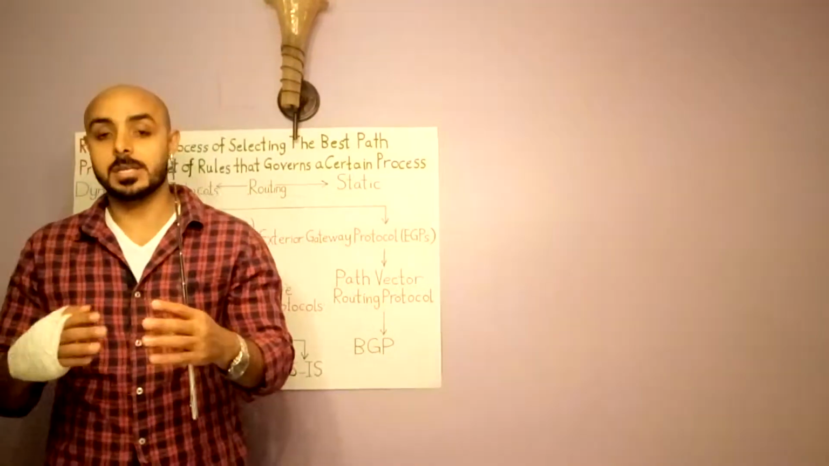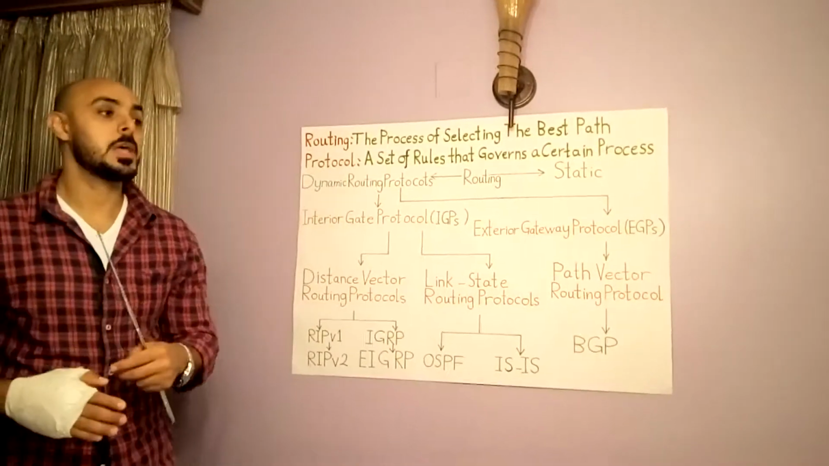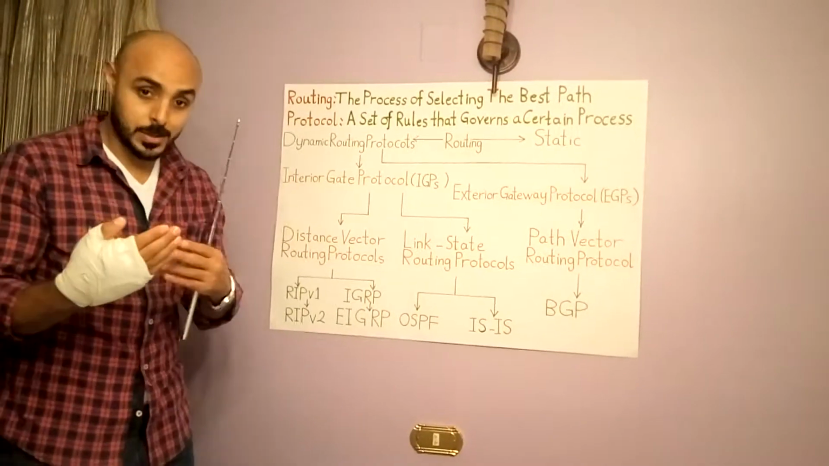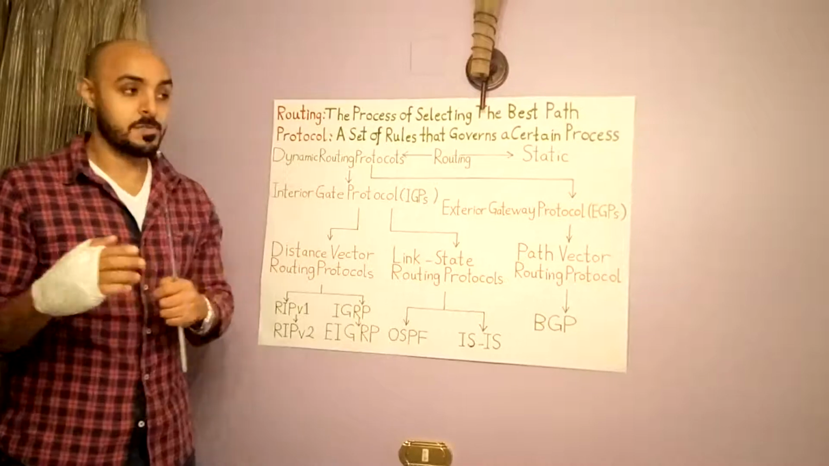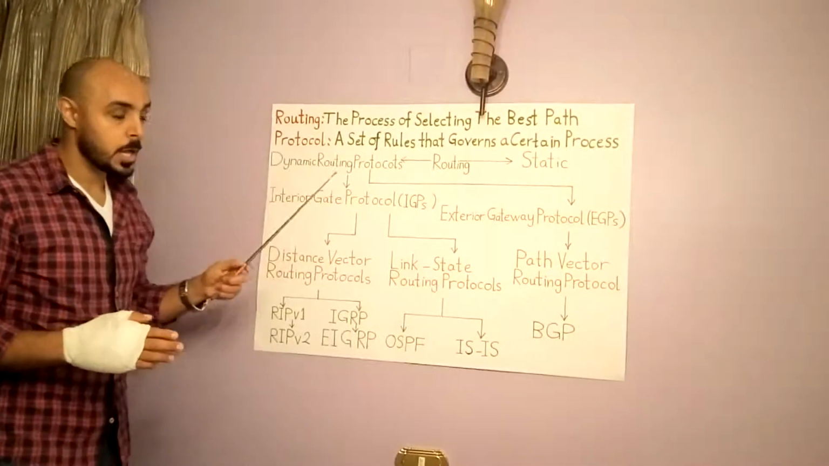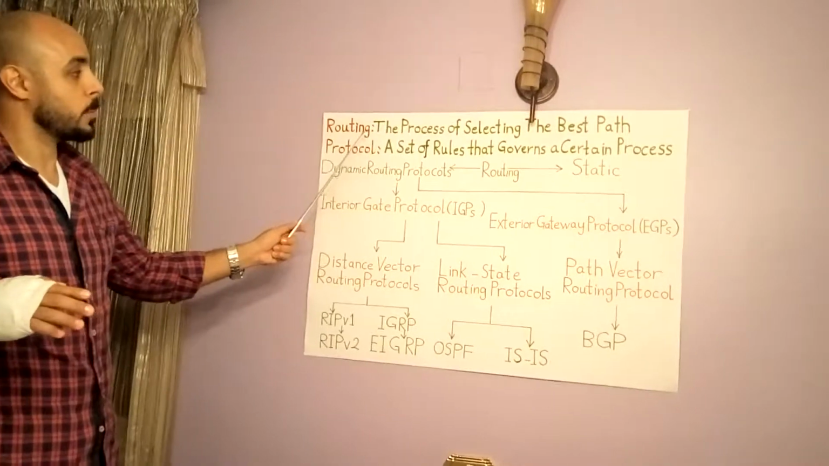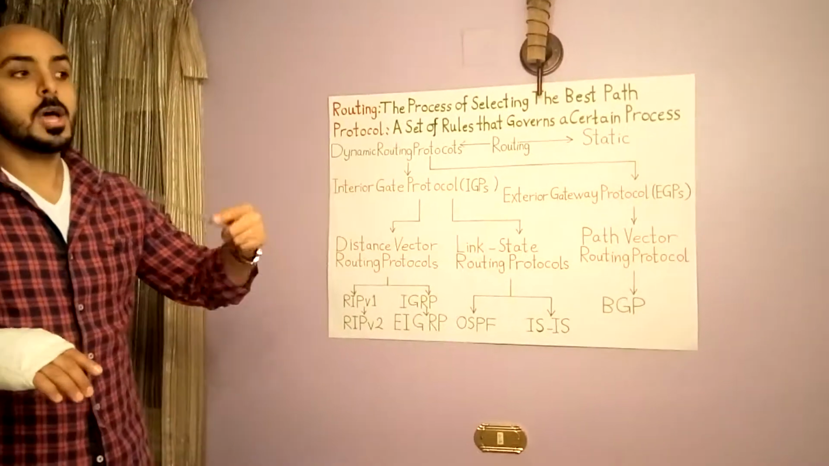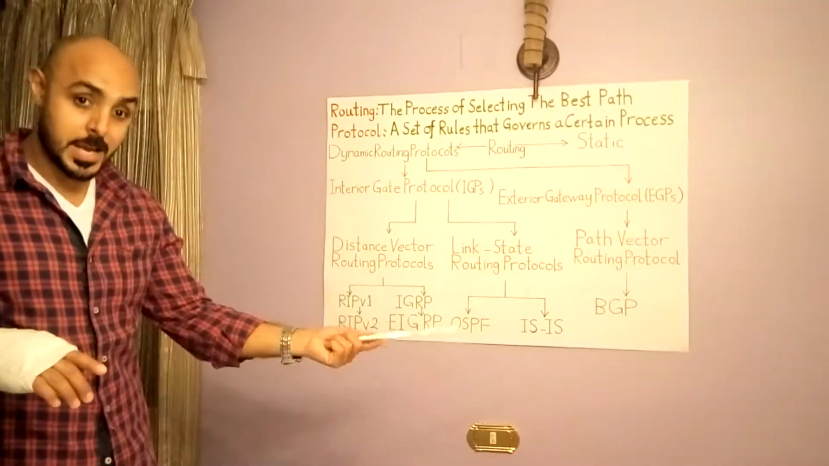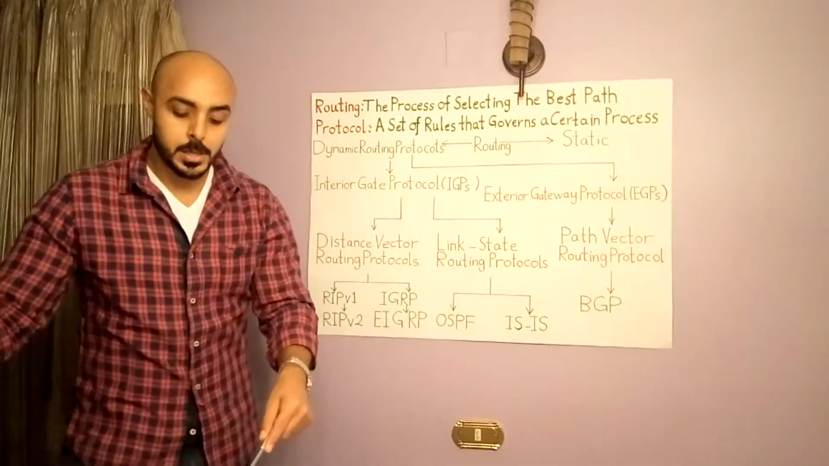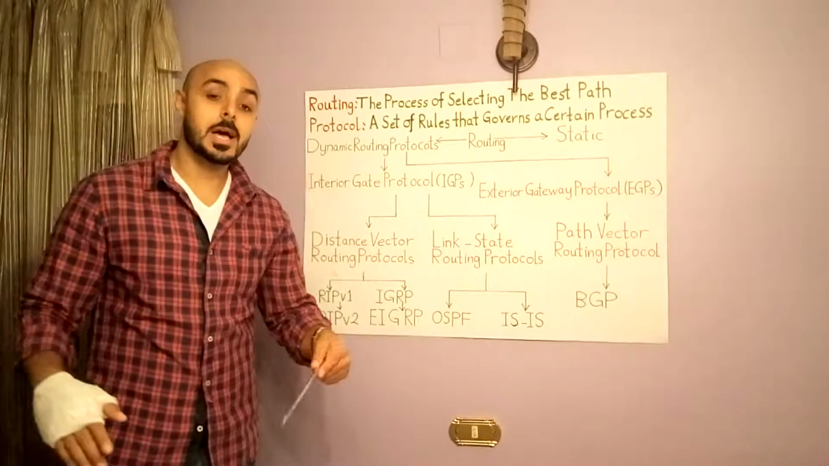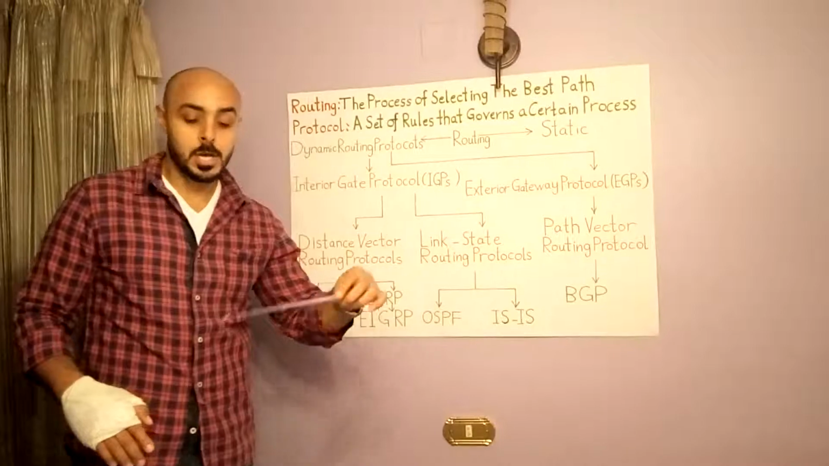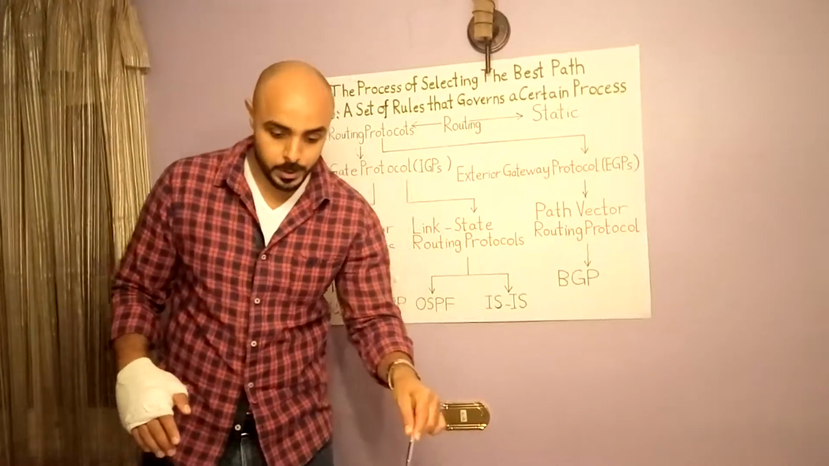Before explaining the different types of routing that we have, let's have some simple definitions. In order to understand the routing process, we have to understand two definitions. The first one is routing. Routing is the process of selecting the best path for the data or traffic to reach the destination. Imagine a network where there might be several paths to the same destination. Selecting the best path is called routing.